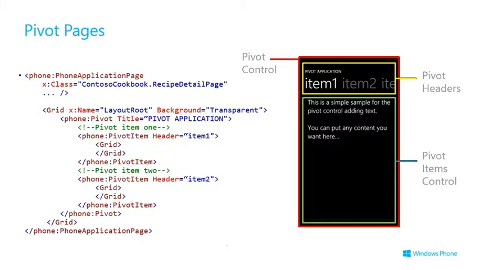On the slide, we've got a phone pivot tag, with the title of pivot application. Inside that, we've got pivot item 1 defined, and then pivot item 2. Each pivot item represents a screen full, a view of data. So this is where we actually work to create our UI for this particular page. So it's multiple panes on a pivot.